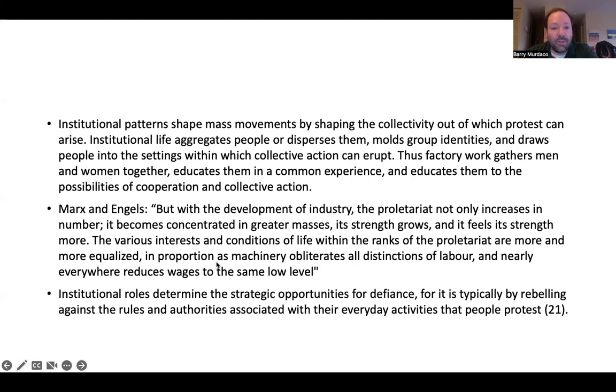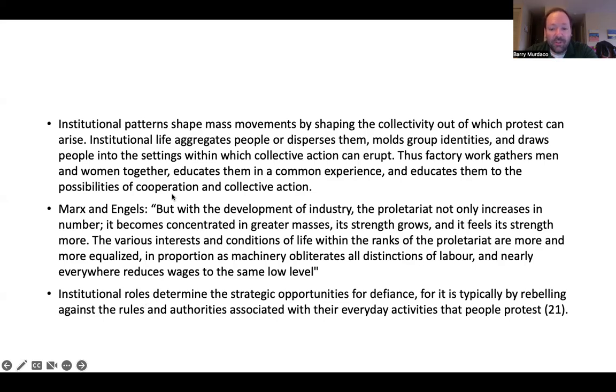Again, Marx and Engels: with the development of industry, the proletariat not only increases in number, it becomes concentrated in greater masses, its strength grows, and it feels its strength more. The various interests and conditions of life within the ranks of the proletariat are more and more equalized in proportion as machinery obliterates all distinctions of labor and nearly everywhere reduces wages to the same low level.